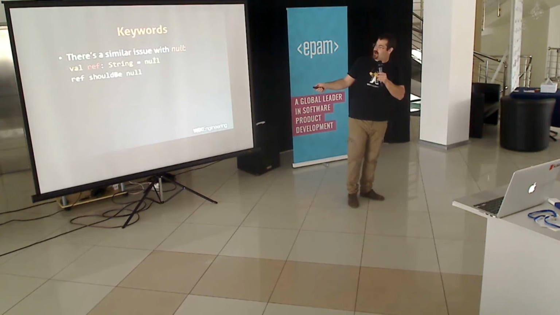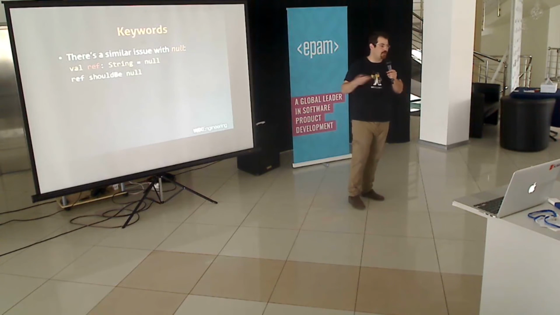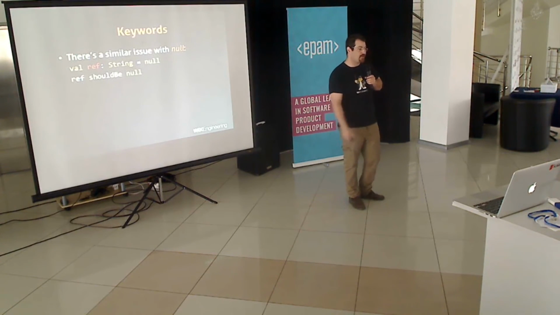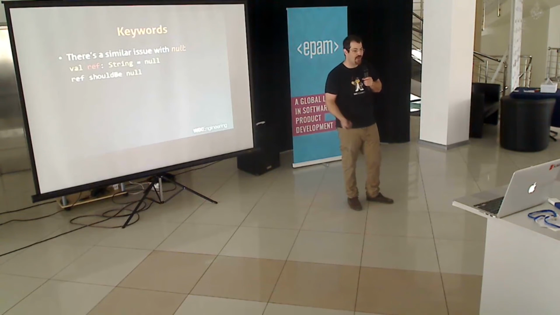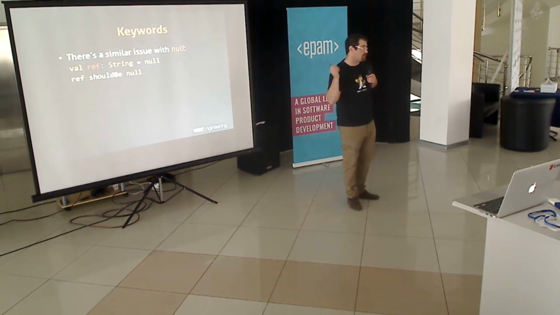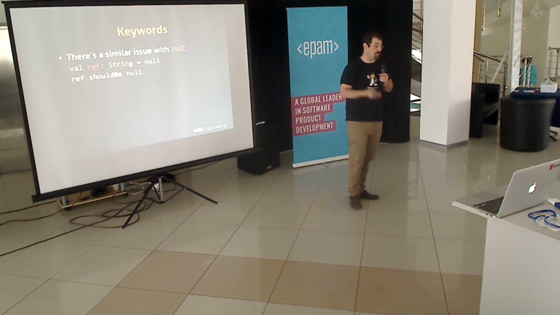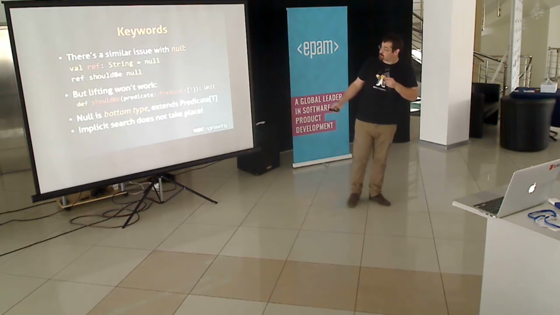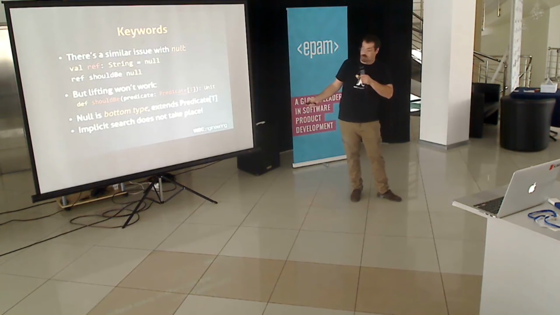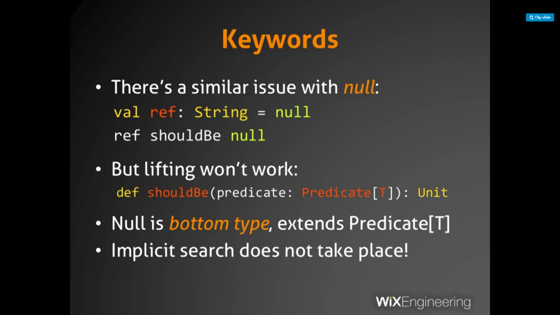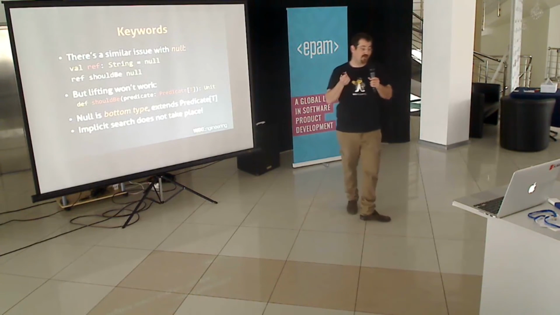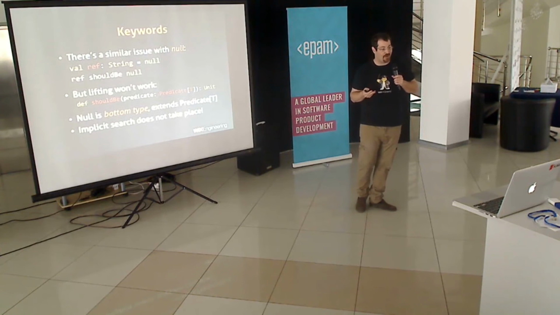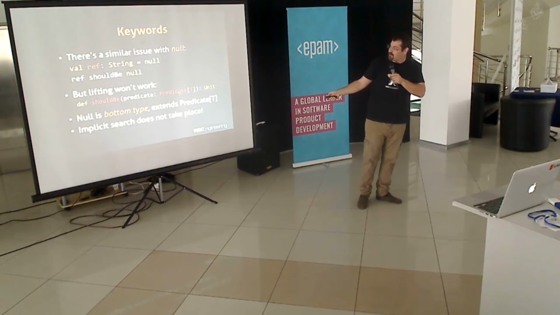But then we have nulls, right? We have some string, and we want to say that some piece of data should be or should not be a null. The problem with null is that null is itself a reserved keyword and a value, so you also cannot use def and you cannot use object. More importantly, though, you would think that the solution of implicitly lifting null into our domain model would work, except not so much. And the reason is that this is the signature for should be that we started off with. Should be accepts predicate over some type T. Null in Scala is a bottom type. So any reference type, by definition, is a supertype of null. So if you say should be null, null is actually a valid value for this predicate parameter.